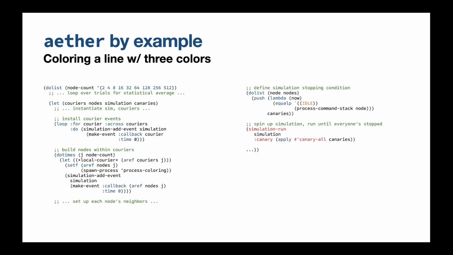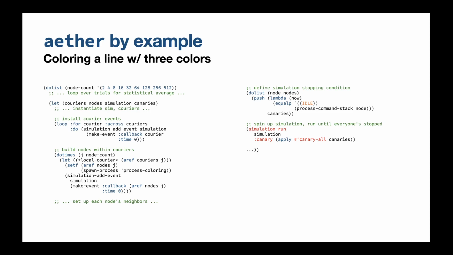And there's a bit more work here where, for instance, I have to go and loop back and inform each node of its neighbor's logical addresses so that it knows where to send messages. More interestingly, I also have to set up a stopping condition. So my stopping condition is going to be when all of the coloring processes have fallen into the idle state. And then I'm going to declare the algorithm done.